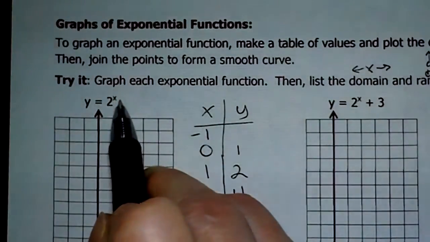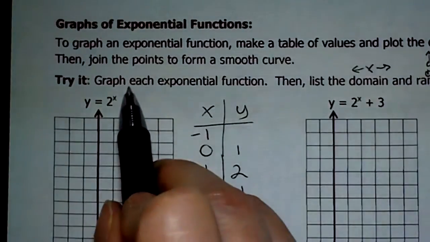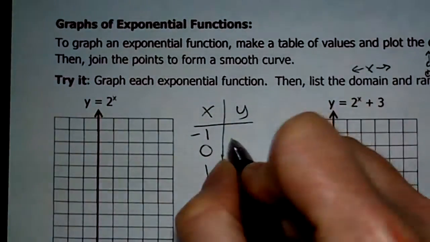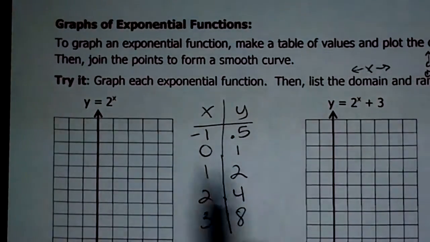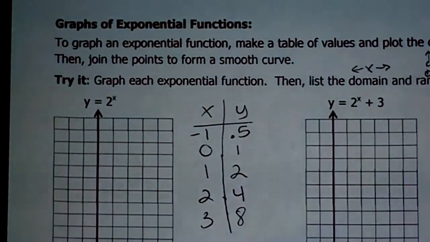Remember, when you have 2 to the negative first power, I put it through the car wash, so it's really like 1 over 2 to the first power, which is 1/2. So when x is negative 1, y is 1/2. We're going to plot those values now. All right. So when x is negative 1, y is 1/2. So on my x-axis, I'm going to go negative 1, and then I'm going to go up 1/2.